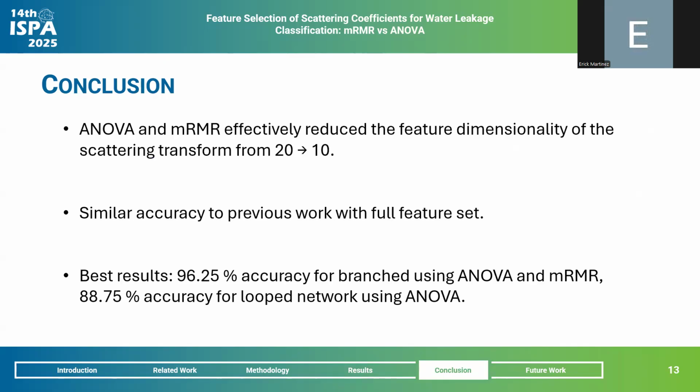As conclusions, the ANOVA and the minimum redundancy maximum relevance algorithms effectively reduce the feature dimensionality of the scattering transform from 20 to 10 features. We also obtain similar accuracy to previous work that uses the full feature set. The best results were 96.25% accuracy for the branch water network using ANOVA and the minimum redundancy maximum relevance algorithm, and we obtained 88.75% accuracy for the loop water network using ANOVA.